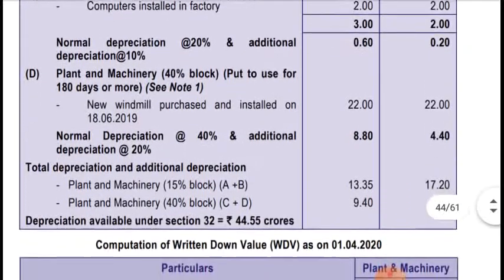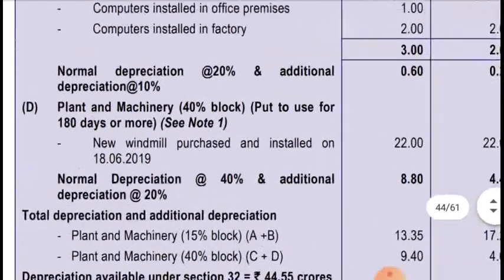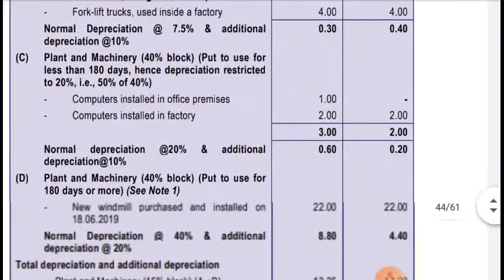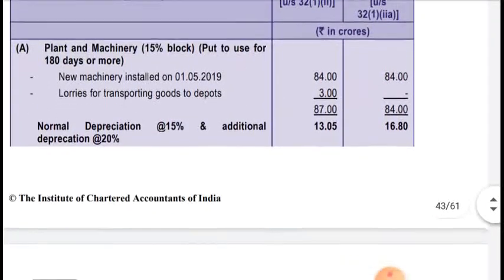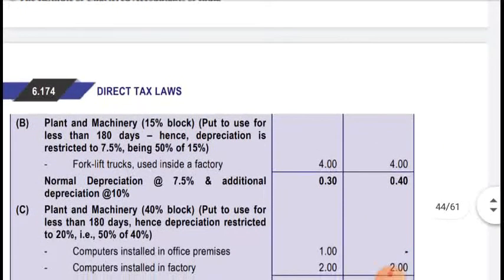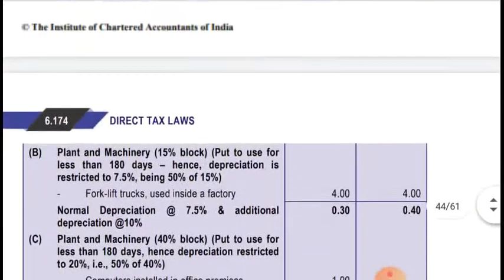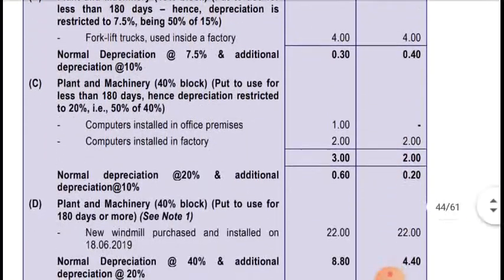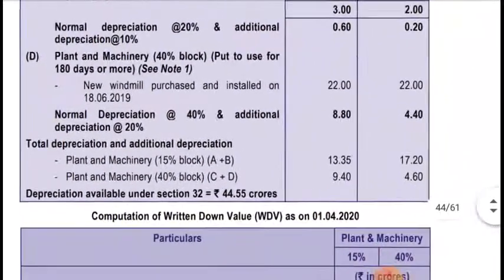Now they are calculating the total depreciation and additional depreciation. For plant and machinery 15% block, they are doing a total of A plus B. A is the depreciation on assets used more than 180 days, with full depreciation charged, and B is with half depreciation. So 13.05 and 0.3 come to 13.35, and additional depreciation is calculated accordingly.